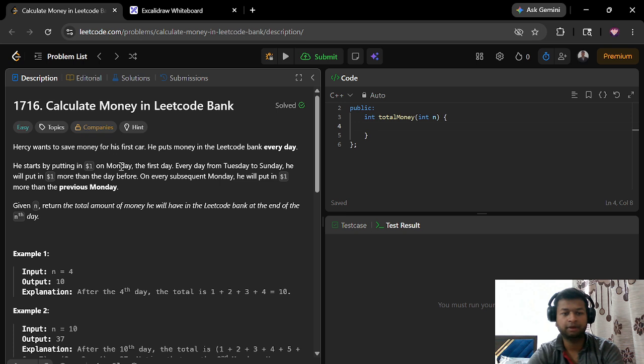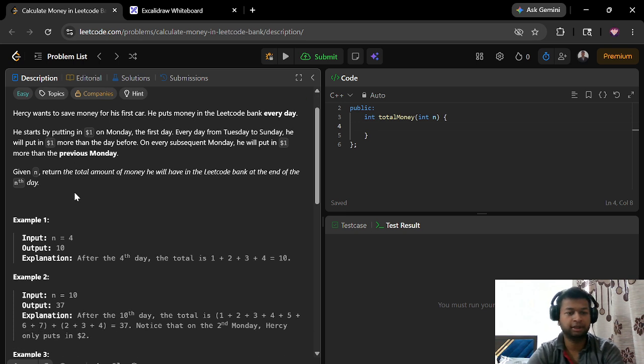So if Monday he put $1, Tuesday it will be $2, then Wednesday it will be $3. So every day it will be $1 more than the previous day. On every subsequent Monday, he will put in $1 more than the previous Monday. So, for example, this Monday he put $1, next Monday he will put $2, and the next Monday he will put $3. So this will continue.